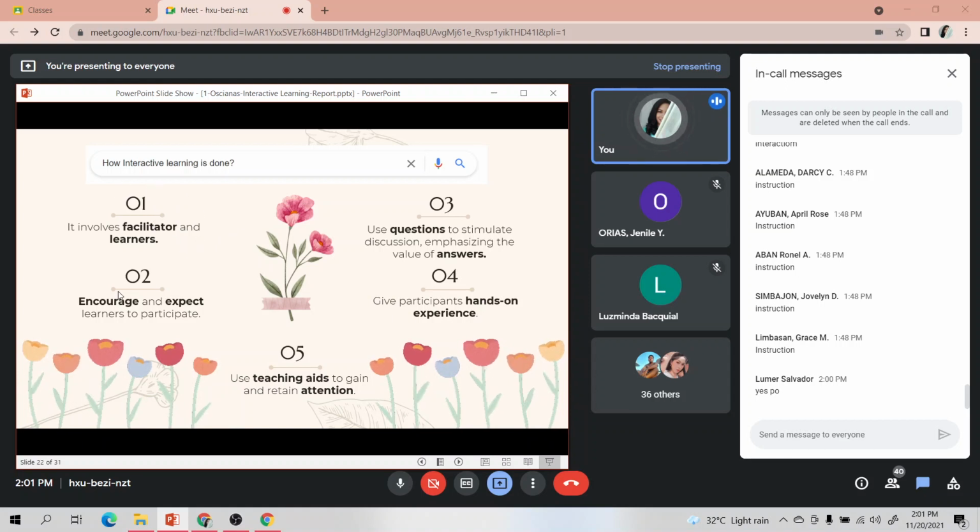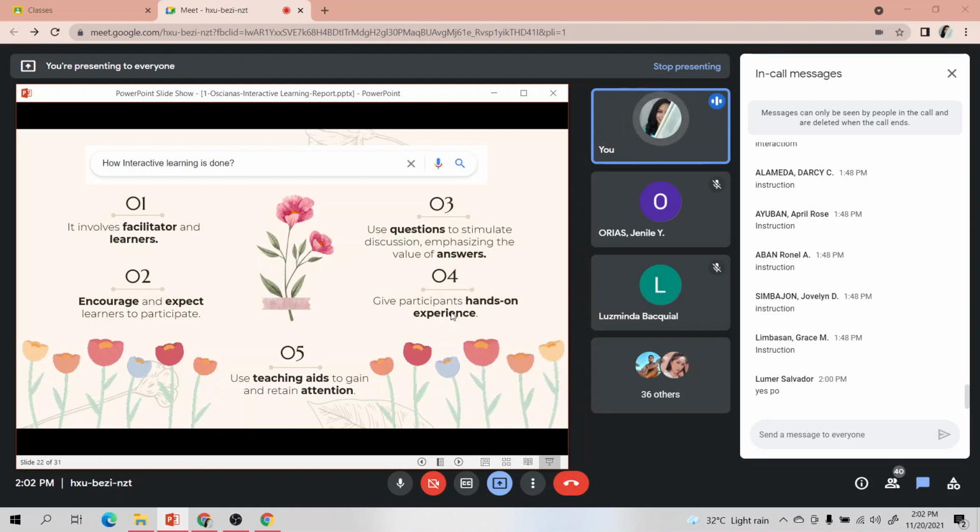And then second is encourage and expect learners to participate. So keep them attentive and involved. And then third, use questions to stimulate discussion, emphasizing the value of answers. So of course, as teachers, you don't have to be an expert, no, in answering all the questions. Kay you should allow your students to answer. Kay some of the students, basin mas naa silay mahibaw-an, and then okay, maka-learn mo from them.